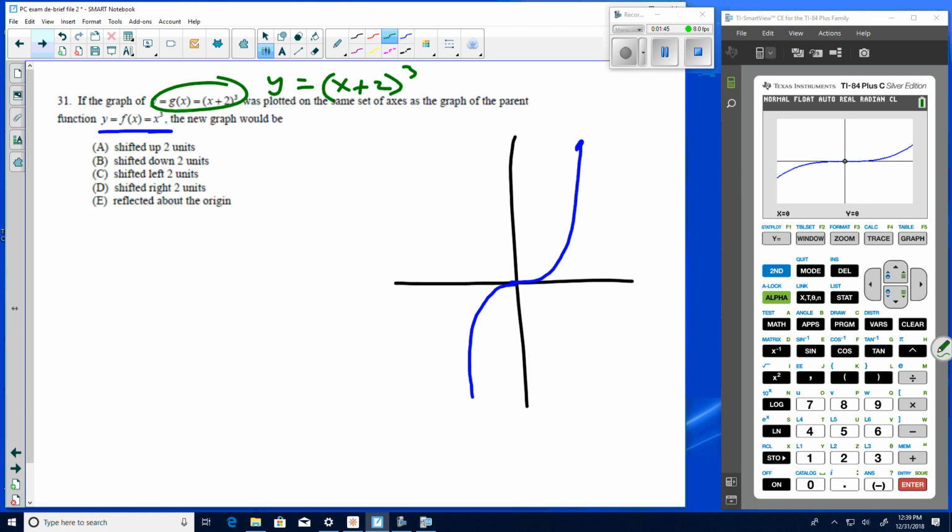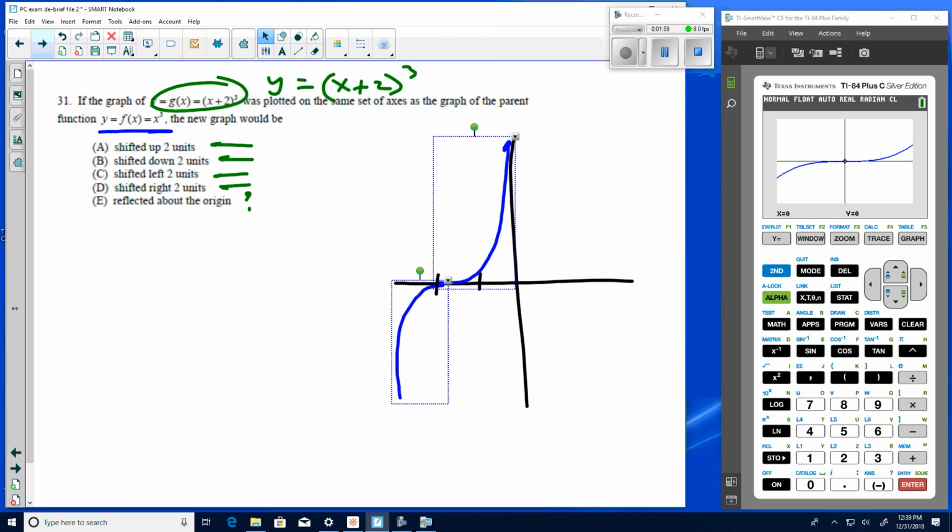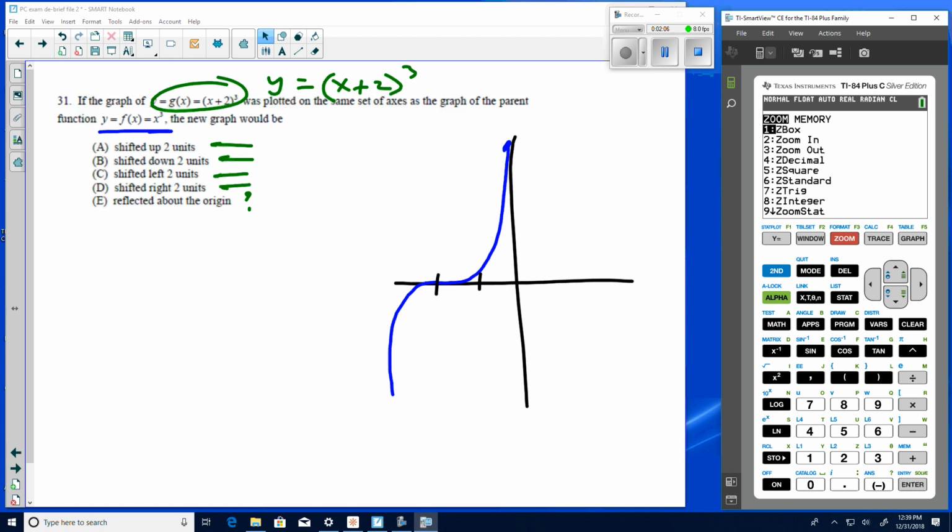It shifts 2 units, and the question is 2 up, down, left, right, or some sort of weird reflection? This is simply a shift left. If we had our tick marks here, you would find the graph would move 2 units to the left like that. Okay. Go back to our standard window here.